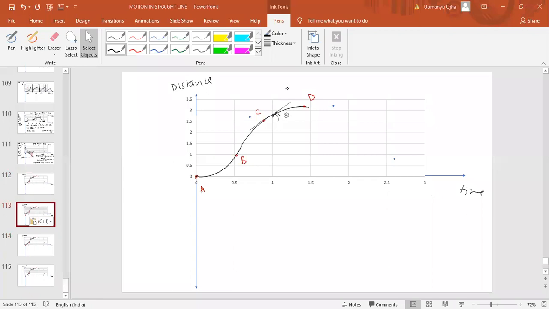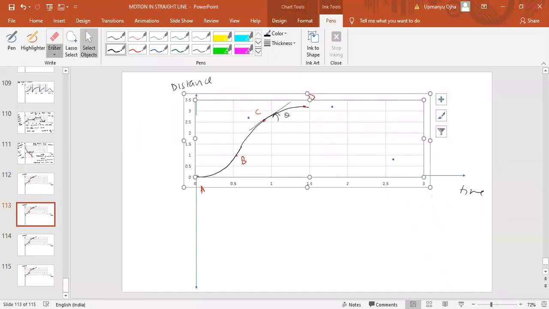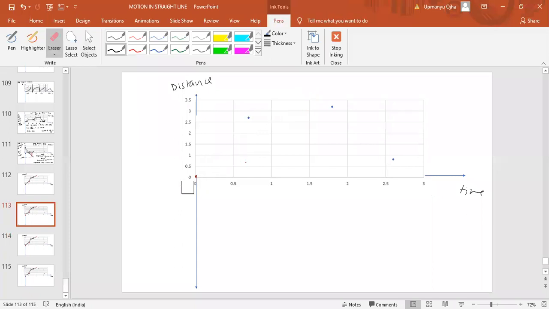Now, if I give you a graph like this, in this weekly test you have a lot of graphs. So you have to practice graphs very properly. You have to practice the graph. Okay, fine. Now, if I give a velocity time graph like this, okay.